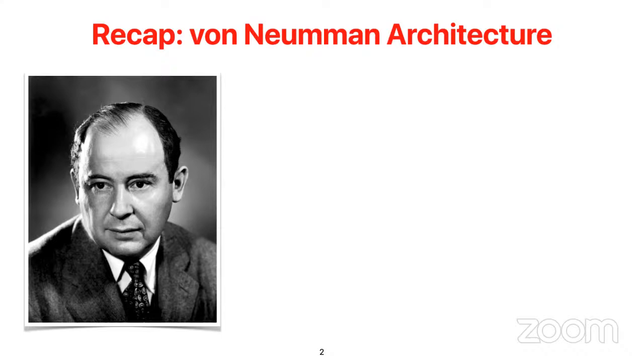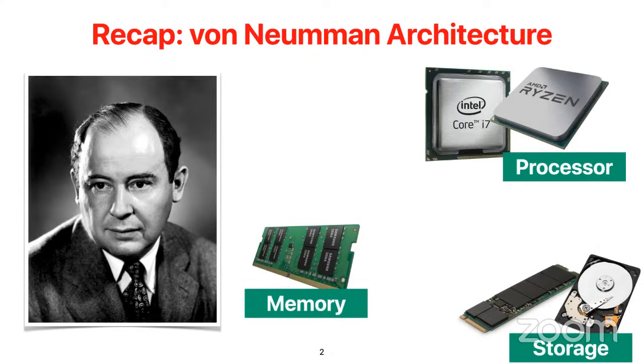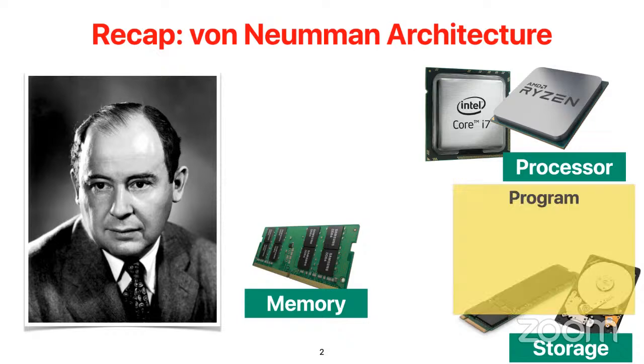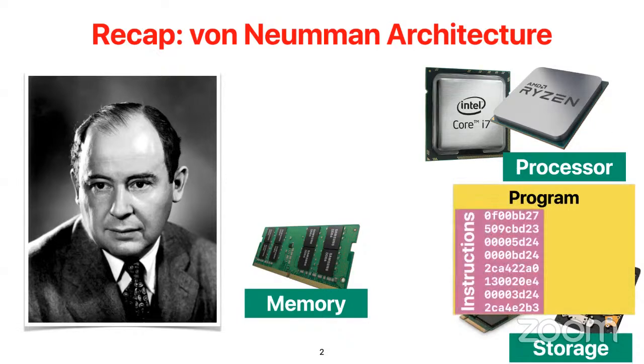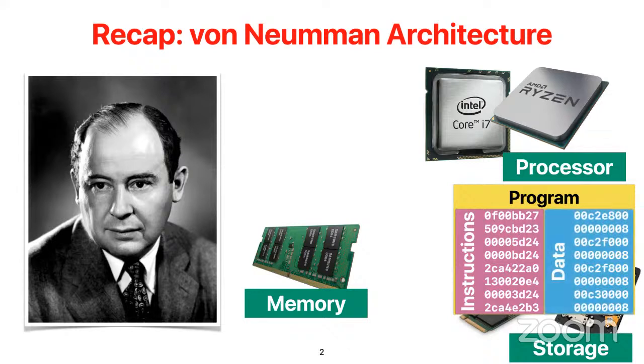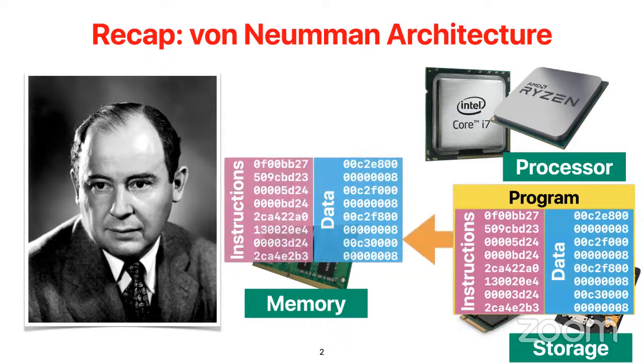So again, the big picture of computing is actually the von Neumann architecture, in a way that a computer should consist of processor, memory, and storage. We use the storage to store static programs, including instructions and data. And whenever we want a computer to perform a function, or say for the computer to run a program, we will have to load the program from the storage to memory.